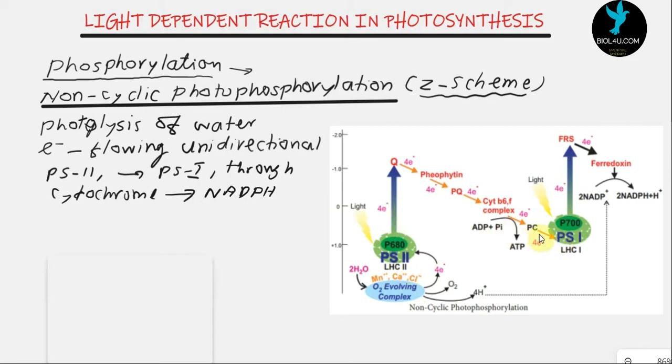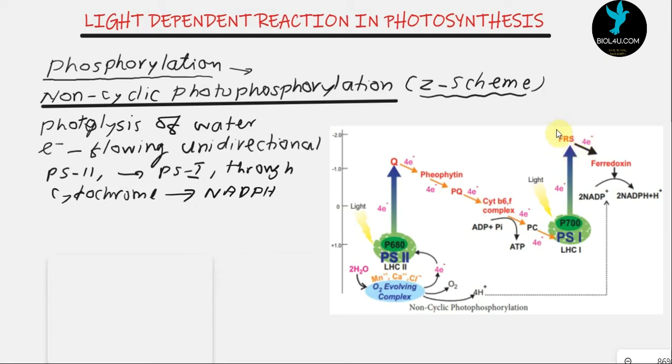So let us come again here, PS1. The PS1 also absorbs the light energy at the wavelength 700 nanometer, and this also expels the electron. The electron is also taken from this PS second, falling into the P700, and P700 absorbs the 700 nanometer wavelength light energy and expels the electron. This electron is taken by FRS. FRS means ferredoxin reducing substrate.